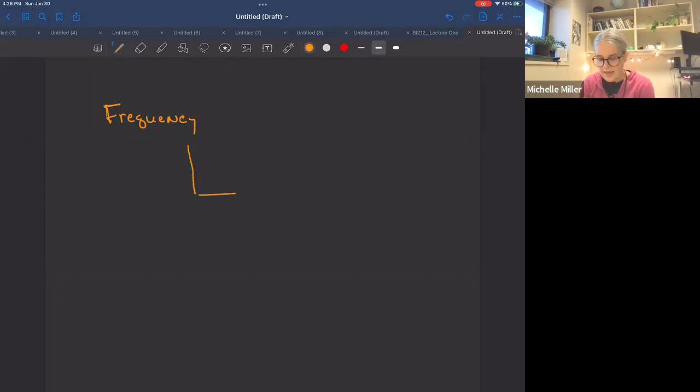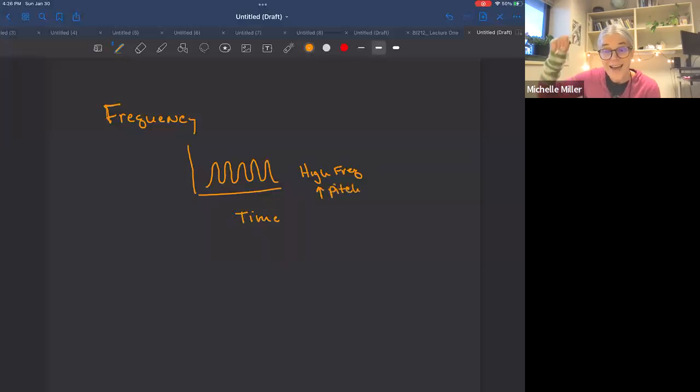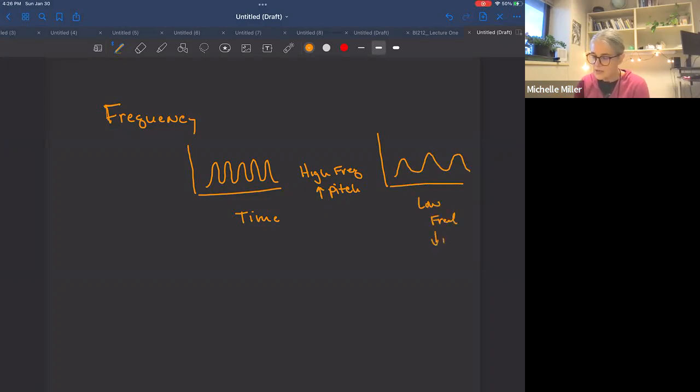So if I have my time on this axis, my sound wave might have a high frequency, lots of sound waves. So this would be high frequency. This would be a high pitch, a high note, okay? When we look at the same graph here, and let's say we have only a few sound waves, this would be a low frequency, or a decrease in pitch. Pretty amazing that we can tell the difference between those two sound waves.